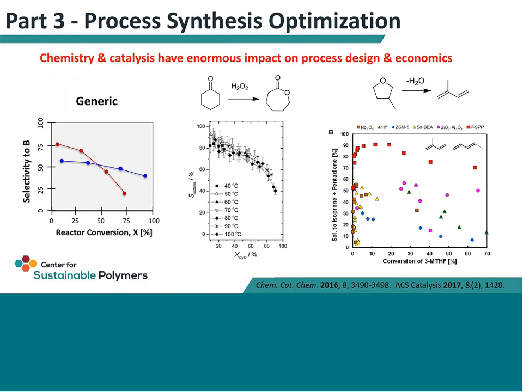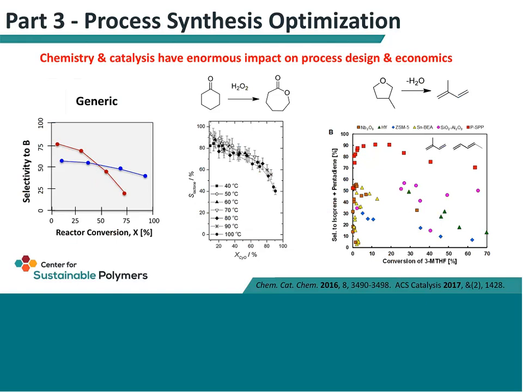Now, I bring this up because a lot of the times the chemistries we work with, we're very interested in how they perform in the selectivity-conversion scenario. I showed you the generic plot on the left, but here's an example from two published papers from the last 2 years. The one in the middle is the Baeyer-Villiger oxidation of a ketone to make a lactone. And you can see here, this is looking at several different temperatures, the selectivity of the lactone versus conversion.